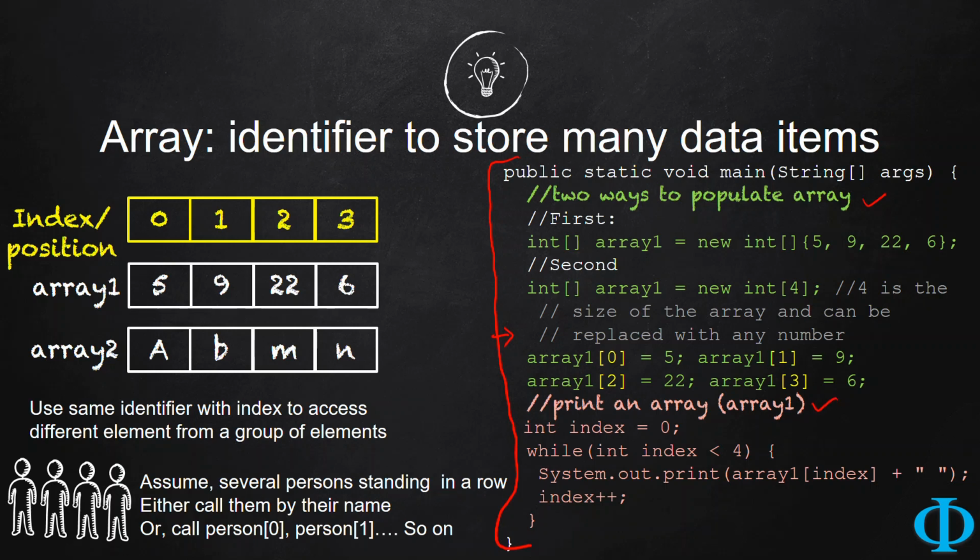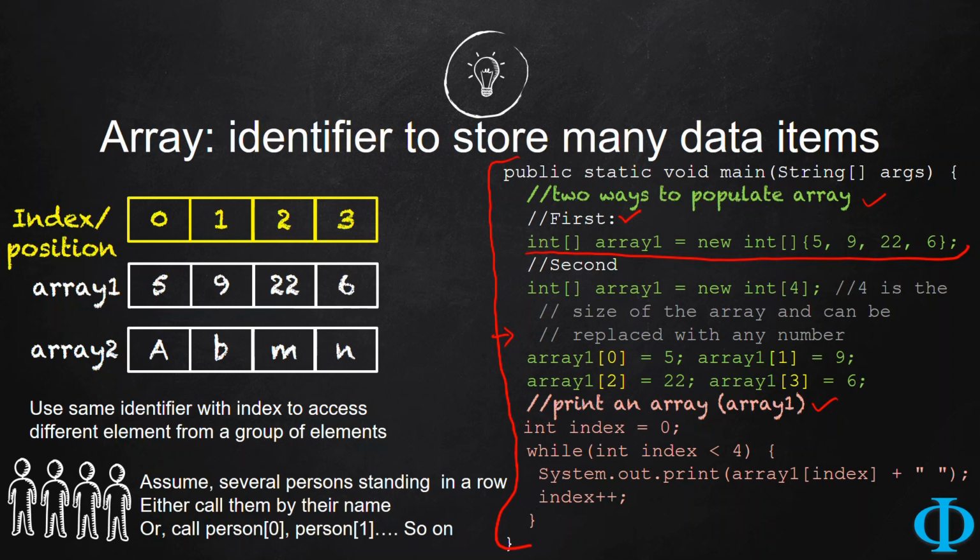So let us start with the first thing: how to declare an array and then initialize or assign or populate the array with some real data items. There are two different ways how you can declare and populate the array. In the first method, you can follow this syntax, where I have declared as well as initialized or populated the array in the same line.